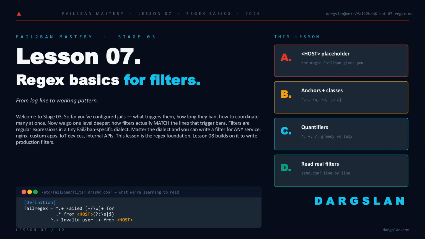Welcome to Stage 03. This is where Fail2ban stops feeling like configuration and starts feeling like pattern matching. So far, you've set up jails, what triggers them, how long they ban, how to coordinate many at once. Now we go one level deeper into how filters actually match the log lines that trigger those bans. Filters are just regular expressions in a tiny Fail2ban specific dialect, and this lesson is the foundation. Lesson 08 will build real production filters on top of it.